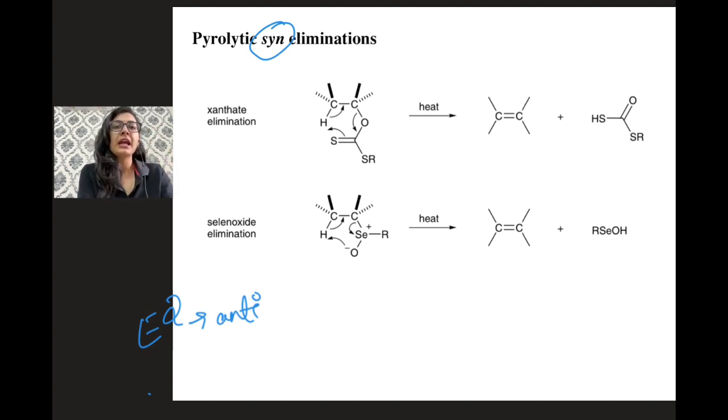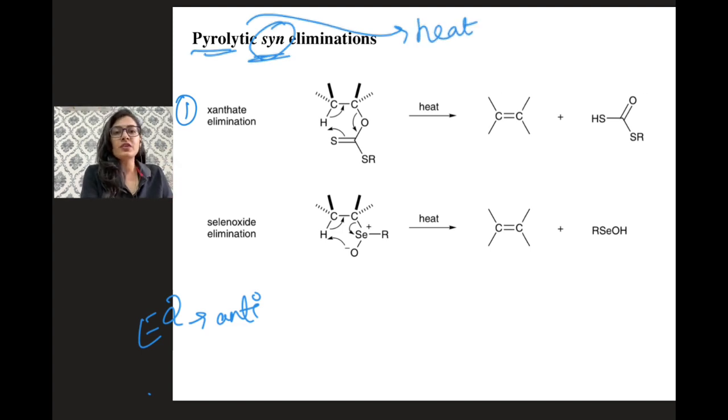But here we are talking about the leaving group and the hydrogen being on the exact same side, that is on the syn position. How is it possible? Let's see. First example that we have of syn elimination is xanthate elimination. All right, and what do you mean by pyrolytic? That is in the presence of heat. So we are not providing any reagent to this system. We only have heat, and the xanthate elimination is taking place.